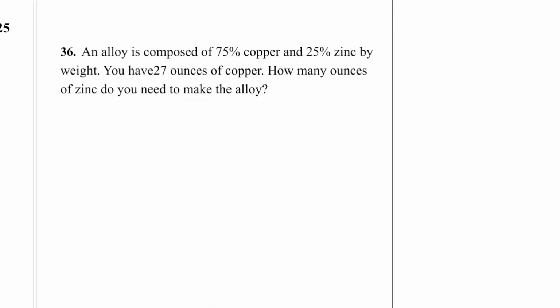Number 36. An alloy is composed of 75% copper and 25% zinc by weight. You have 27 ounces of copper, so how many ounces of zinc do you need to make the alloy? The way that I view this is that 25% is a third of 75. So if we have 27 ounces of copper, a third of that is going to be 9 ounces.